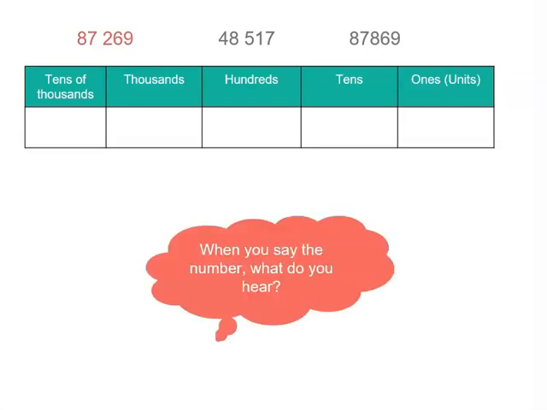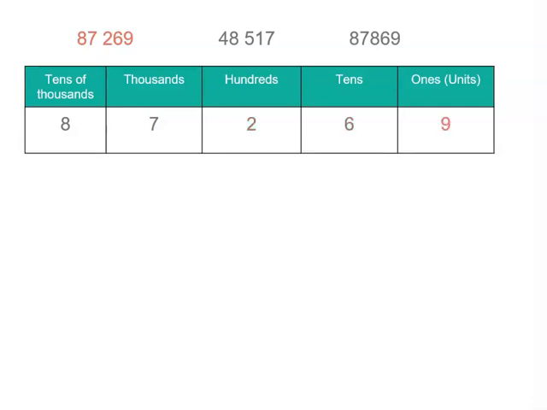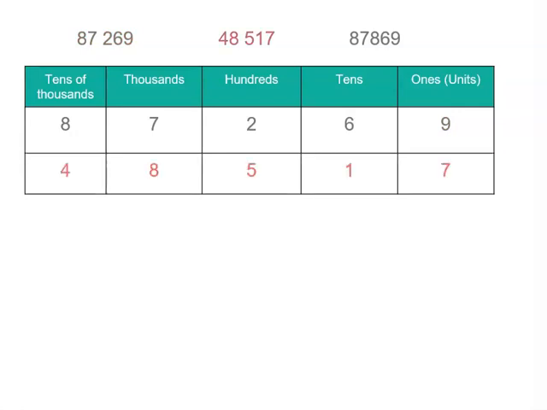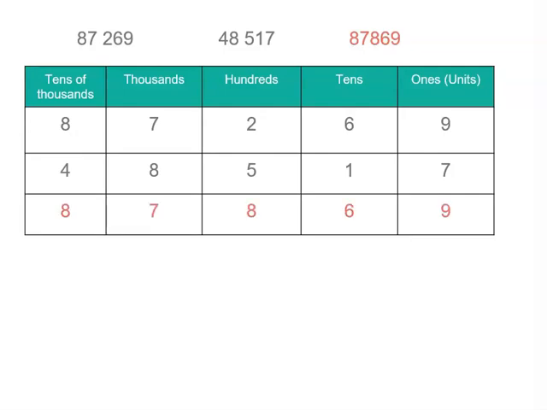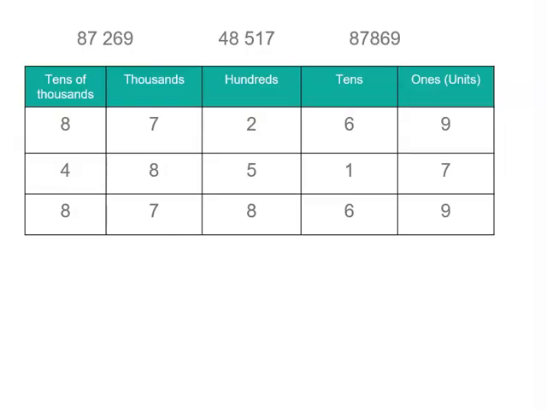We've actually got 87,269. So we've got 87,000. So that's 8 tens of thousands, 7 thousands, 260, which is 6 tens, and 9 ones or units. Now the other two numbers we put in a similar way. And you can pause the video if you want to have a think of how you would put those numbers in yourself.